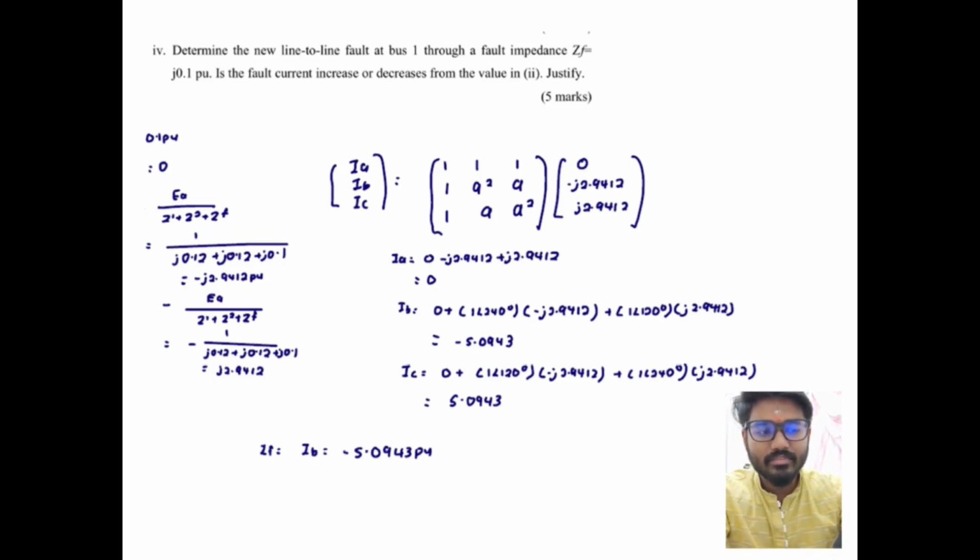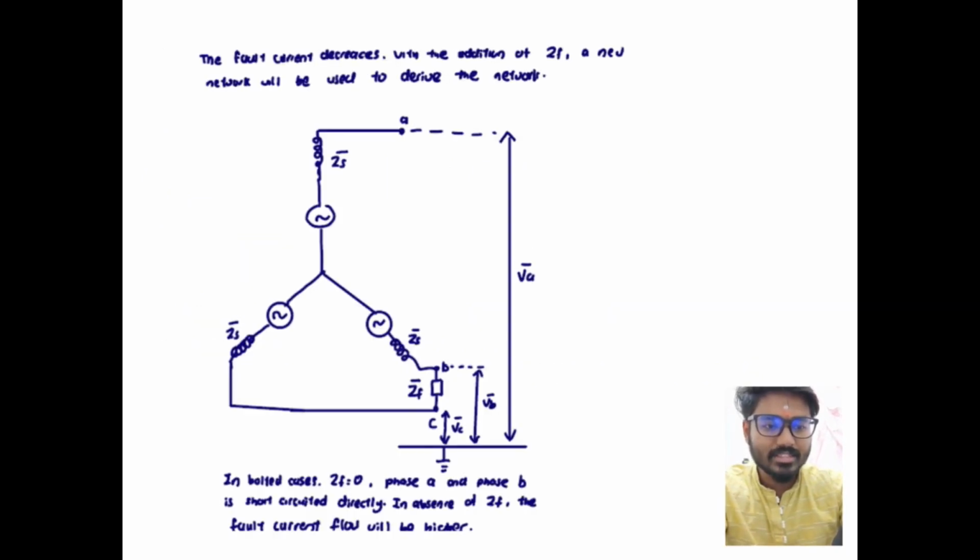From these values of current, we get that IF is equal to IB, which is negative 5.0943 per unit. This is the diagram which we use to show the case. Alright, the fault current decreases. According to the question, it asks whether the current increases or decreases. As a conclusion, the fault current decreases with the addition of ZF.